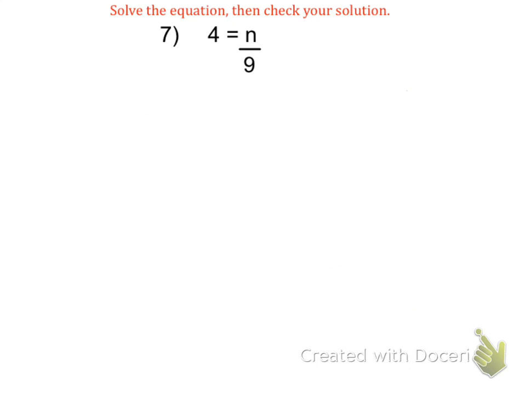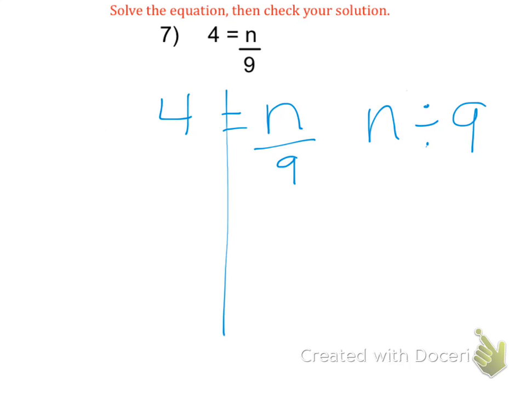Number 7, something a little different now is a division is in our problem. So what we have is 4 equals n divided by 9. If you want to write it like this, because it's easier for you to think about, that's fine too. The opposite of dividing by 9 is to multiply by 9. So make sure you do that on both sides.